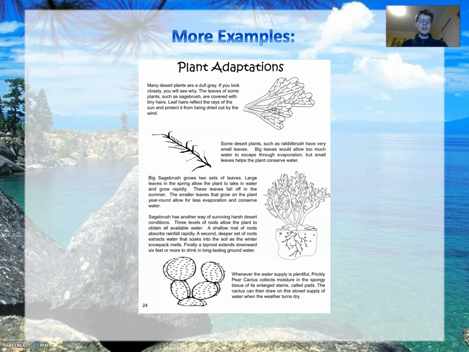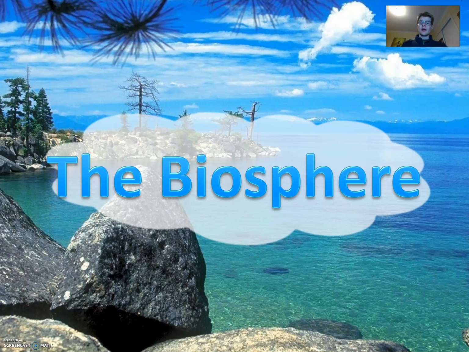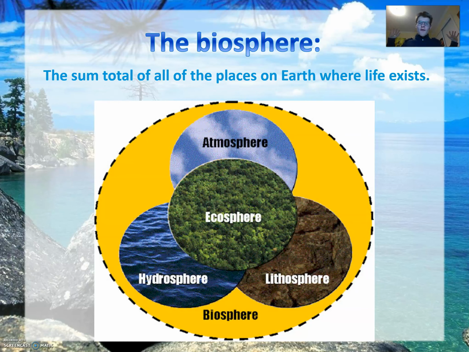Some plants are adapted for certain situations. All right, now here's another word that we got to learn, the biosphere. We've talked about habitats, we've talked about distribution, and we've talked about environment. Biosphere just relates to the sum of all the places on Earth where life exists. It's a very big, broad, encompassing word.